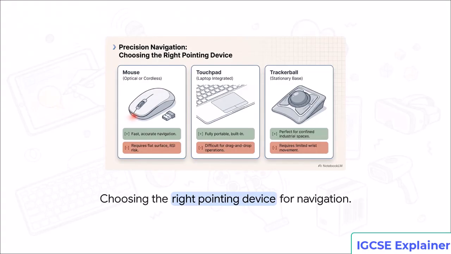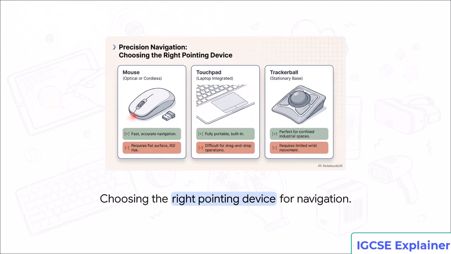Beyond typing, we obviously have to move around our digital space, so let's break down your navigation choices. The classic optical mouse gives you incredibly fast and accurate navigation, but it absolutely requires a flat surface and carries that same RSI risk we were just talking about. The laptop touchpad solves the space issue by being fully portable and built in, but as we all know, trying to do precise drag and drop operations on a touchpad can be remarkably frustrating.